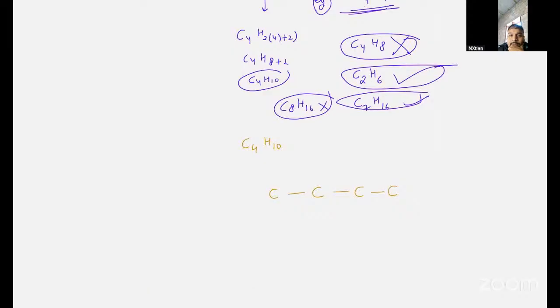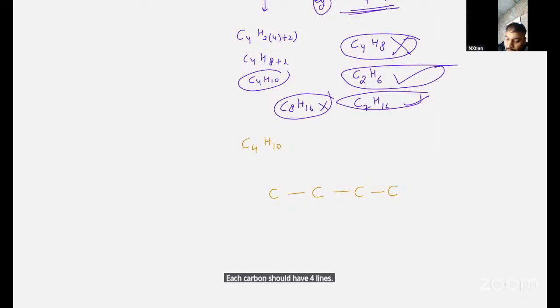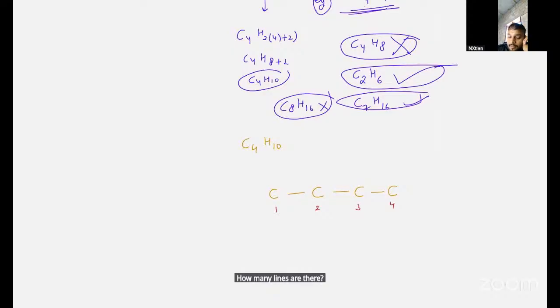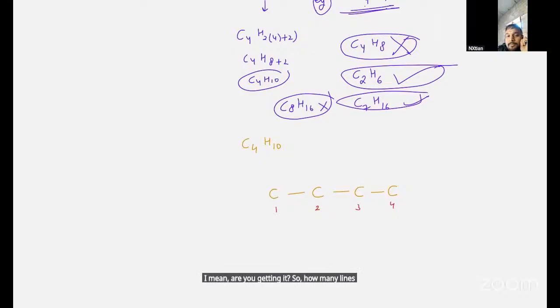Got it, everyone? Now in the starting, I was saying that each carbon should have 4 lines. Now if I number this, this is 1, this is 2, this is 3, and this is 4. So in the first carbon, how many lines are there? Only 1 line is there. Miracle, are you getting it? Yes, sir. So how many lines are needed in the first carbon?